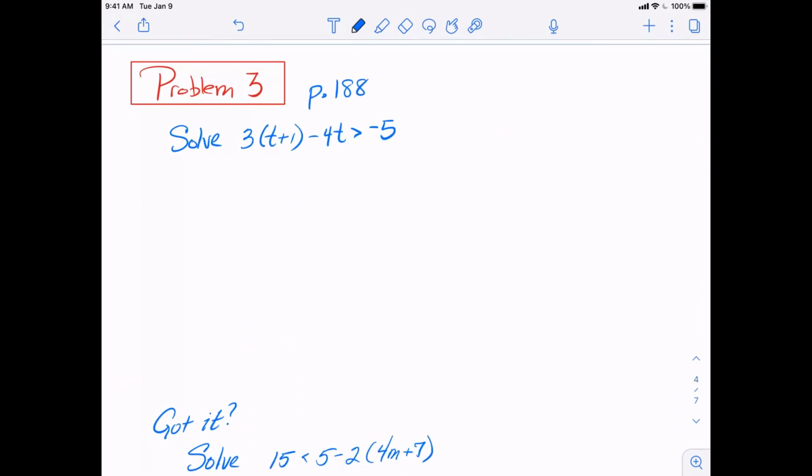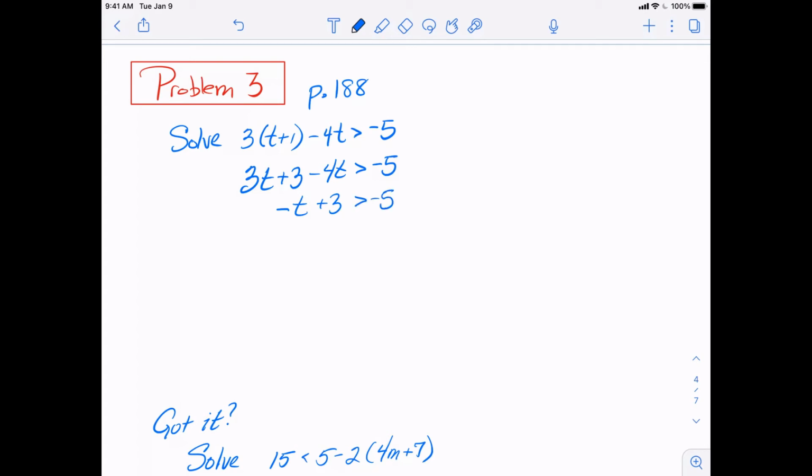Problem number 3 involves the distributive property. So let's see how that would work. 3 times t plus 1 is equivalent to 3t plus 3 minus 4t is greater than negative 5. We have 3t minus 4t, so that would be negative 1t plus 3 is greater than negative 5.